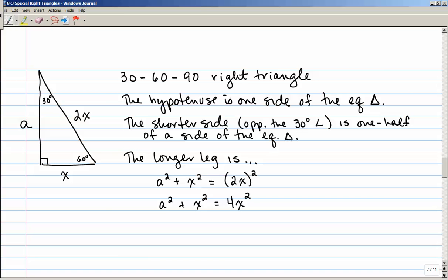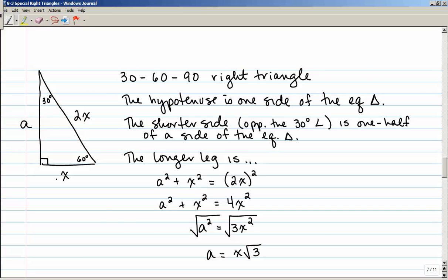And solving for a, when I subtract x squared from both sides, I get 3x squared. Actually, I think I'll move that down a line. And then we're going to take the square root of both sides, and that gives me a equals, the square root of x squared is x, and the square root of 3 just stays the square root of 3. So the length of that longer leg is x times the square root of 3.